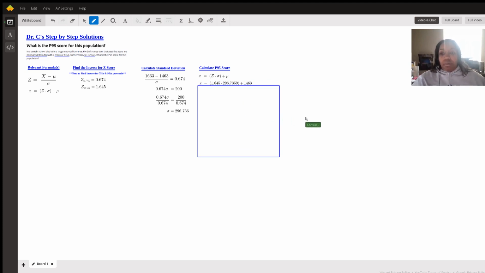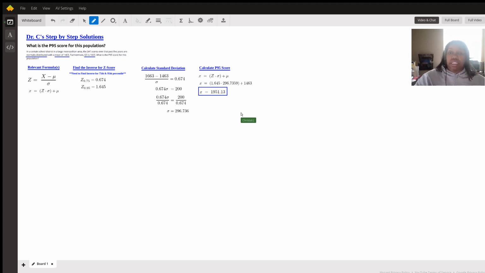So we essentially have everything here. We have the 1.645 times 296.7359 plus the mean of 1463. Okay, when we calculate all that out, that gives us an x of about 1951.13.